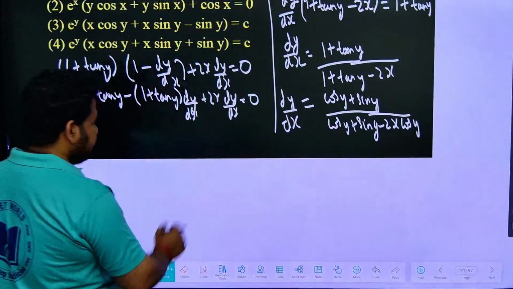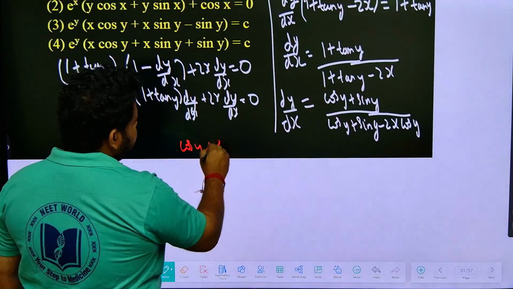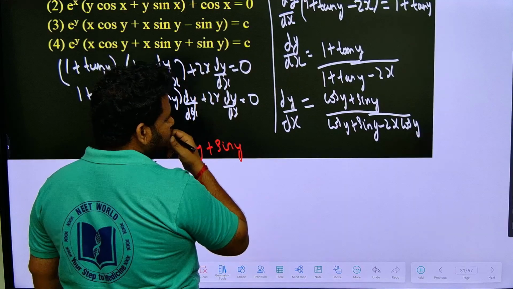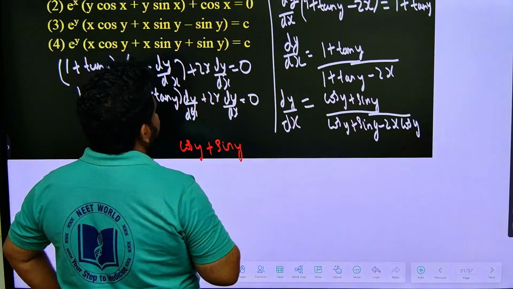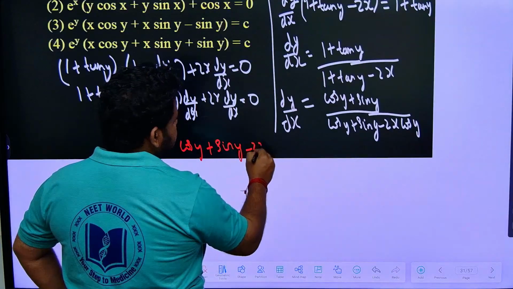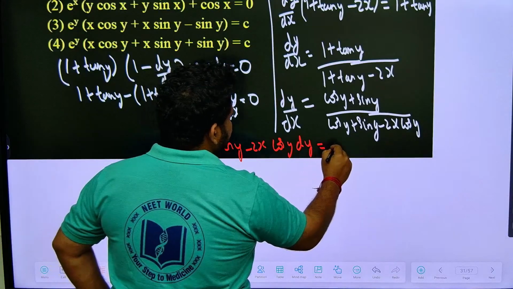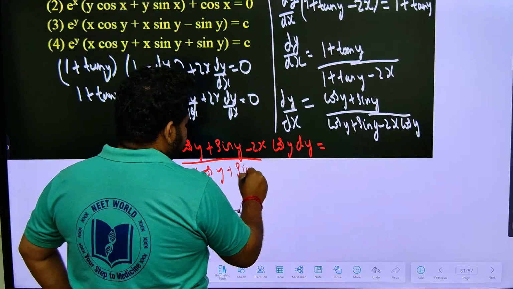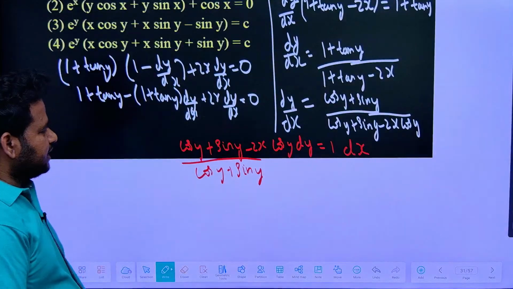Now for the dy terms, what can I write? Cos y plus sin y, minus 2x cos y into dy is equal to, by cos y plus sin y is equal to 1 into dx. This is what I am having.